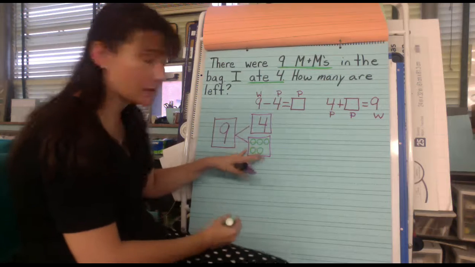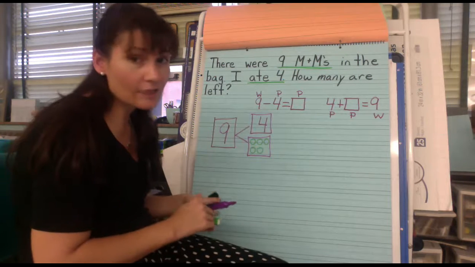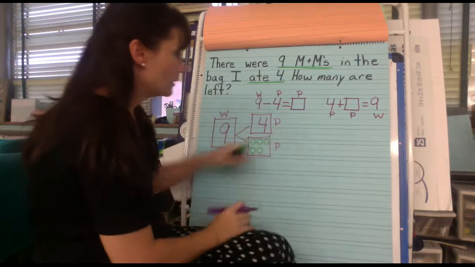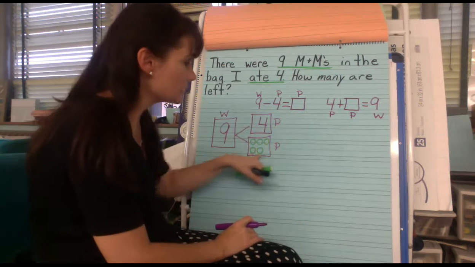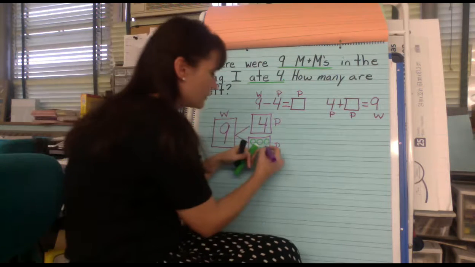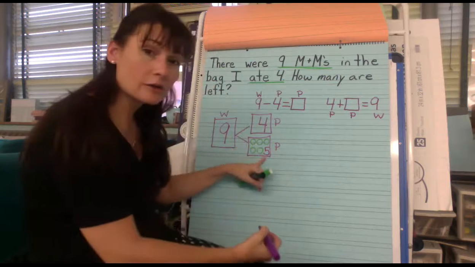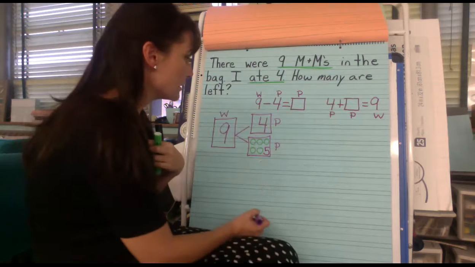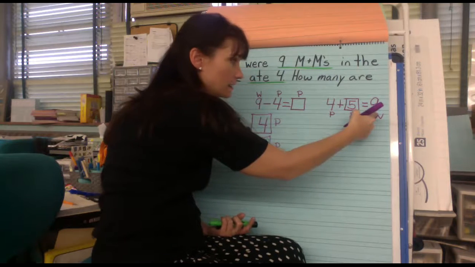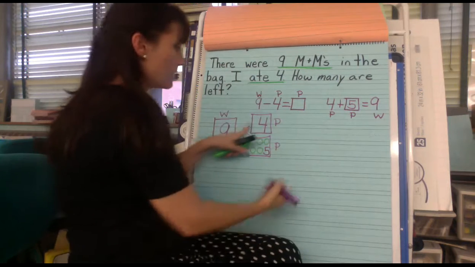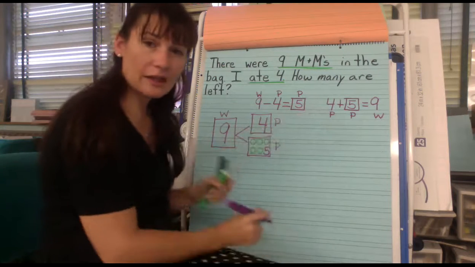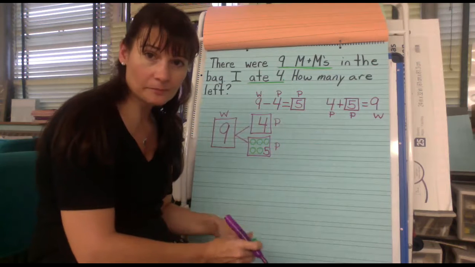Because I don't want to go past 9, because 9 is my whole, and I know I didn't have more than 9 M&Ms. So let's see how many it took to get to that 9. 1, 2, 3, 4, 5. So my other part was 5. So that tells me that 4 plus 5 equals 9, and 9 minus 4 equals 5. Do you see how they work together to help me solve this subtraction problem?